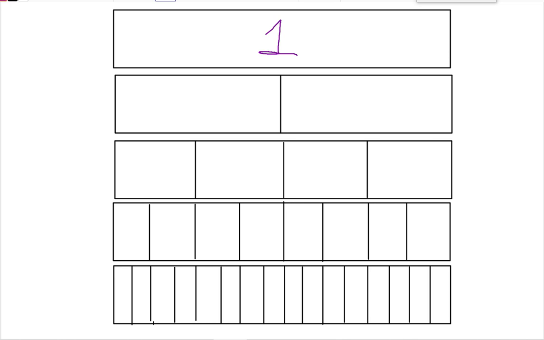The second bar is divided into two pieces, and each of those pieces is called 1/2, because the piece is 1/2 of the candy bar. The third candy bar is divided into four pieces, so we'd call each of these 1/4 of the whole candy bar. Okay. The next candy bar is divided into 8 pieces. So each little piece would be 1/8 of the whole candy bar.